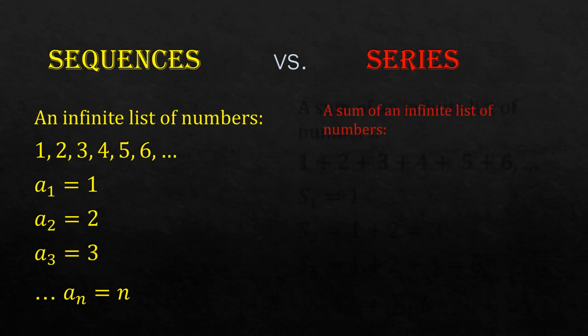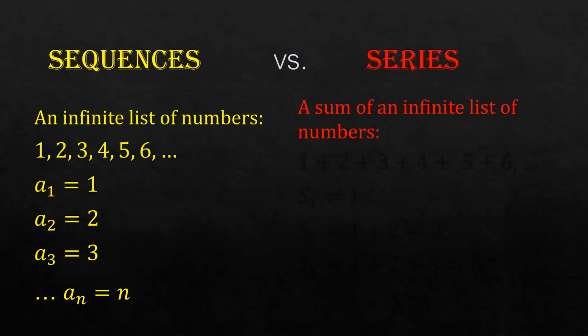Now, the series is the sum of the infinite list of numbers. Okay, so the difference is that a sequence is just a list and a series is just a sum of the infinite list of numbers. So if that's your sequence, then the series that we're looking at is 1 plus 2 plus 3 plus 4 plus 5 plus 6, right?